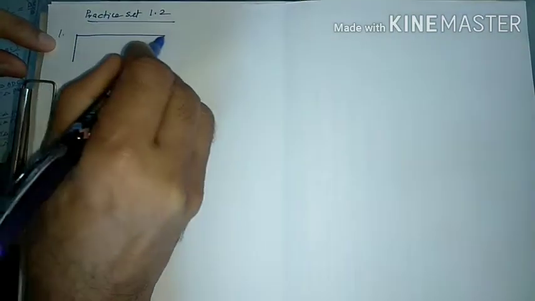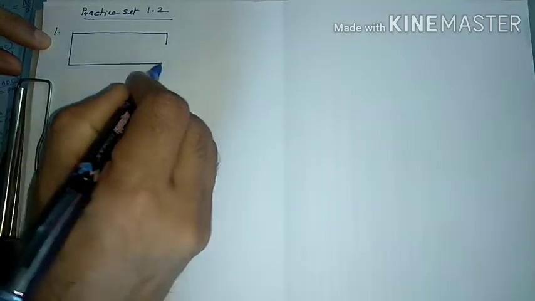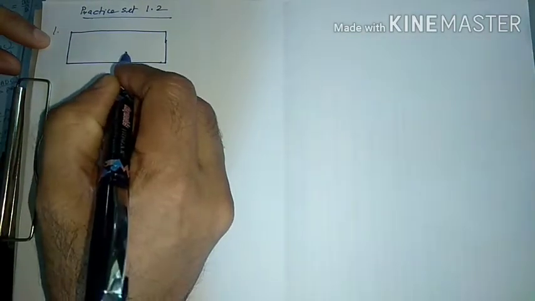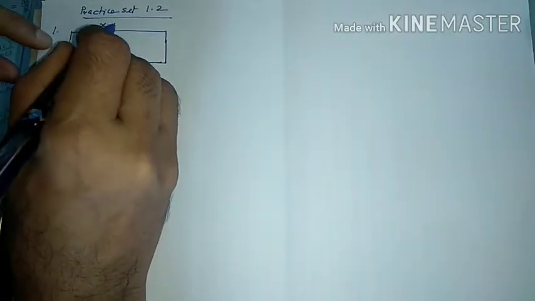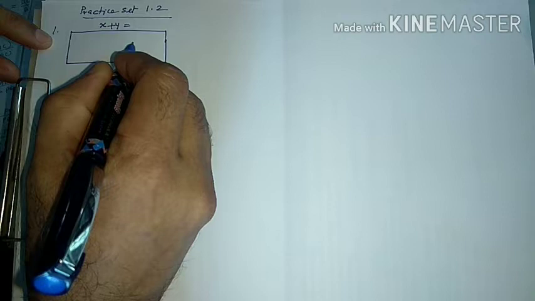Students, today we start with algebra, first chapter, second exercise, practice set 1.2. Here we have to do graphical solutions. Question number 1. We are given a box here. This is a graph of x plus y is equal to 3.